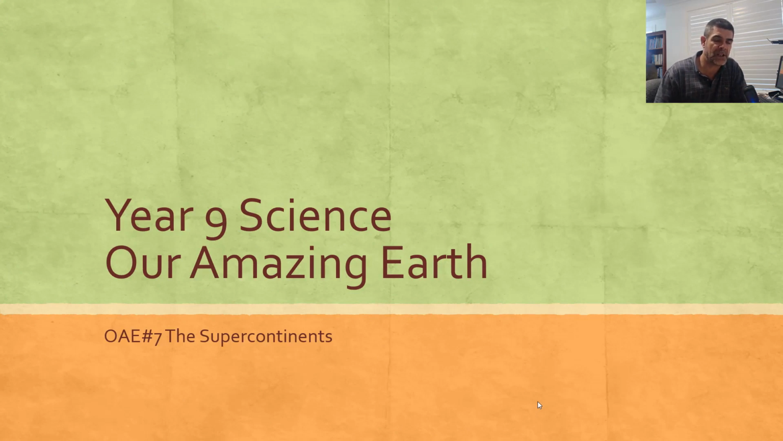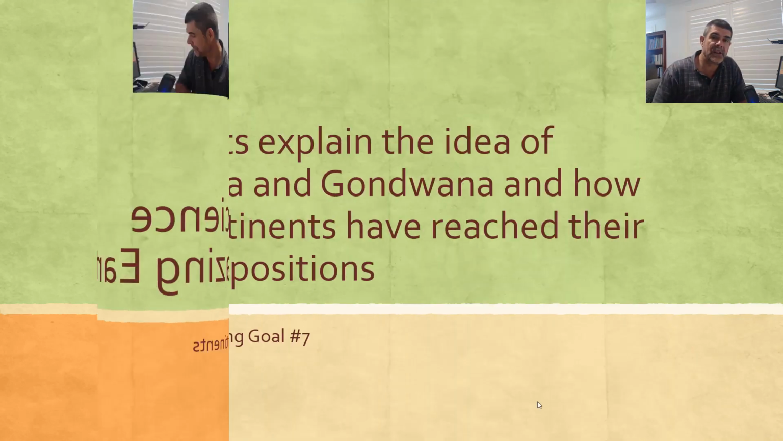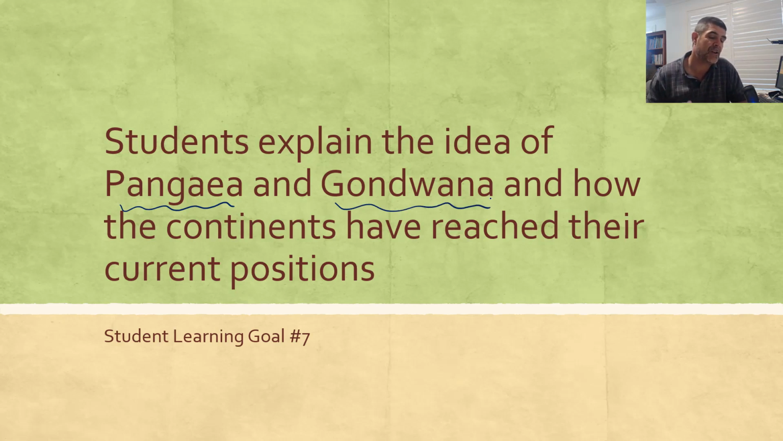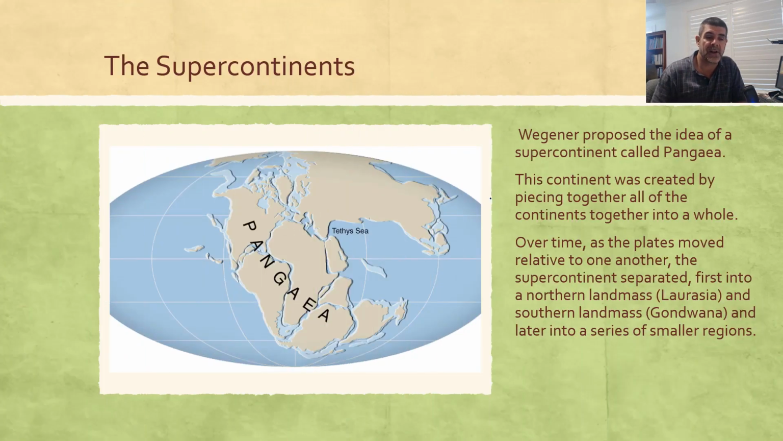In this particular video, we're going to have a little more detailed look at the supercontinents and their breaking apart. So what we need to do is to explain the idea of both Pangaea and Gondwana, as it's most relevant to us in the Southern Hemisphere, and how the continents have reached their current positions. In order for us to do this, we need to firstly look at Pangaea.